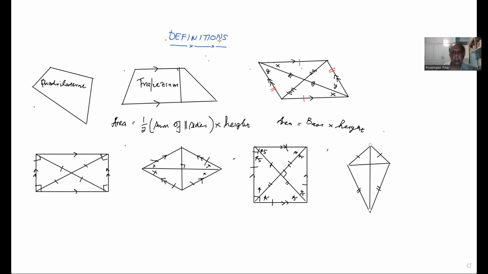So you have this kind of thing in a kite. These are equal, and these angles are 90 degrees. Okay.